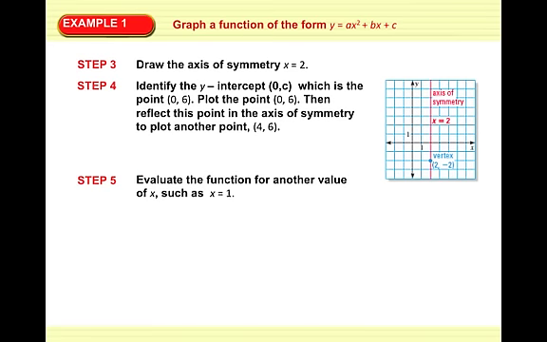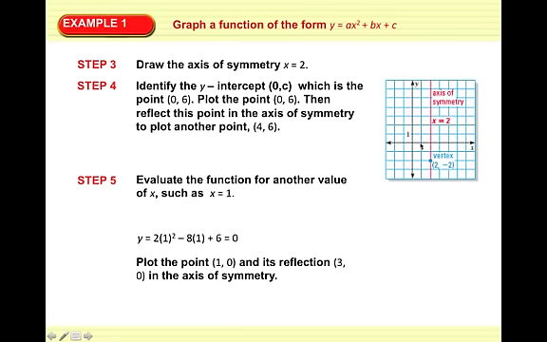And then step 5, evaluate the function for one more value. Let's see, x equals 1 would be easy to use. So take the 1 and plug it in for x. So y equals 2 times 1 squared minus 8 times 1 plus 6. So it's 2 minus 8, which is negative 6, plus 6 is 0. So the point (1, 0) is on the graph.